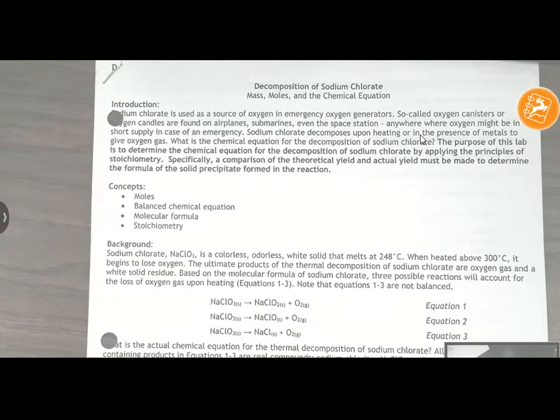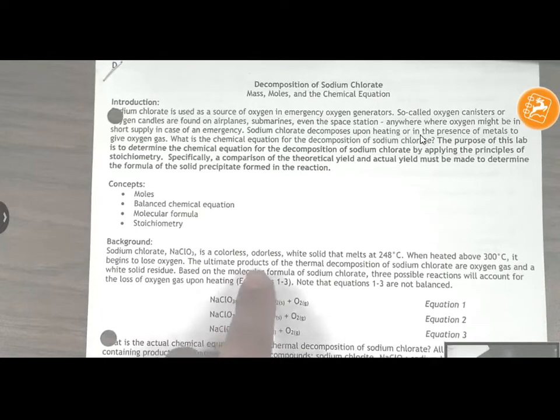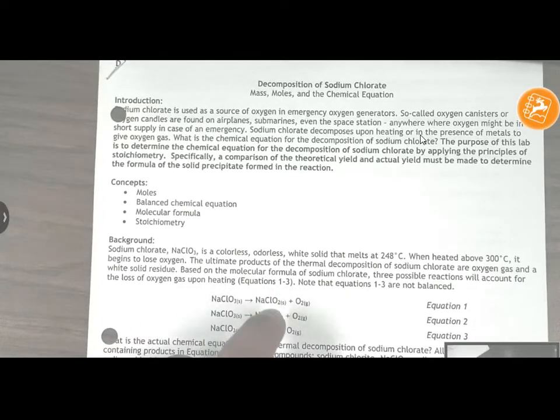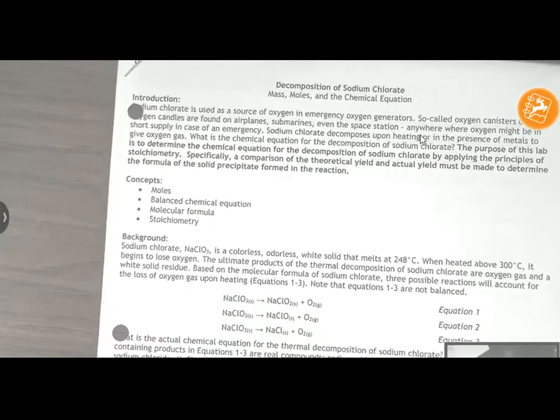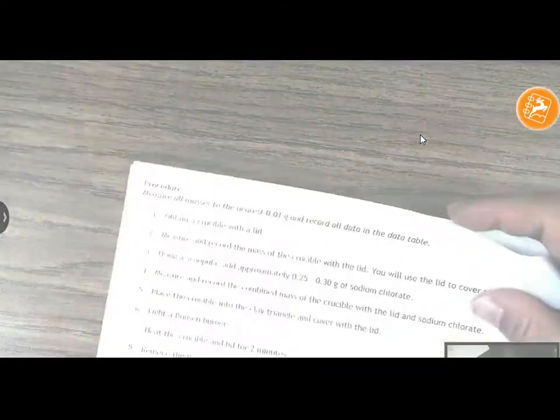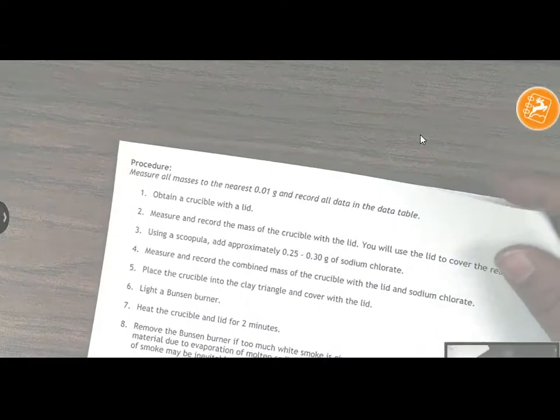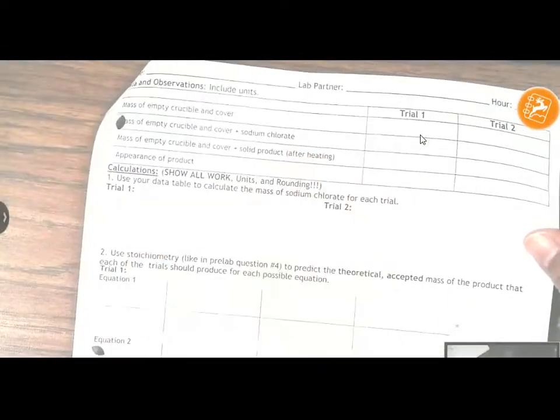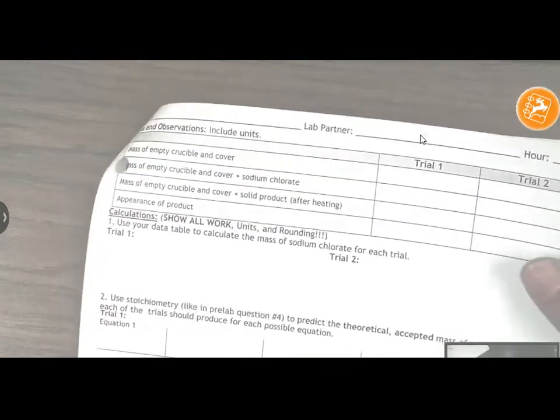What we should be able to do is look at some masses to determine if we have equation 1, 2, or 3. So make sure you read this entire first page and the back. Okay? Then we're going to collect data the following week.